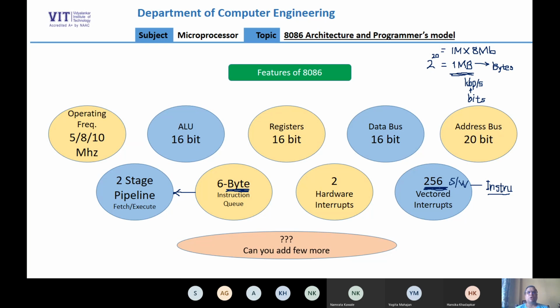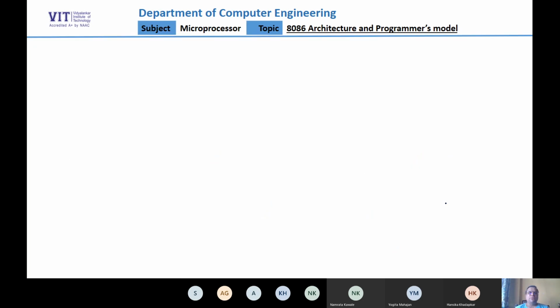So I hope this particular topic is clear, that is, features of the 8086 processor. The question that can be asked in the exam is to list different features of the 8086 processor. We have listed 9 right now. Apart from these 9, others are also there, which we will list very soon, right? So now we will move on to the next point.